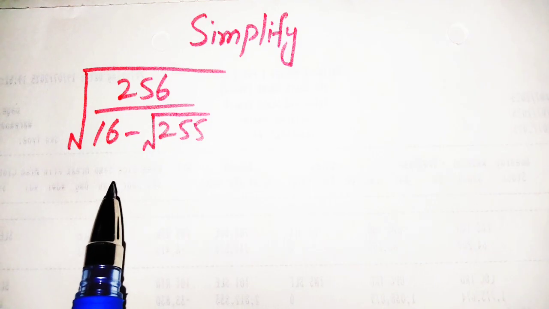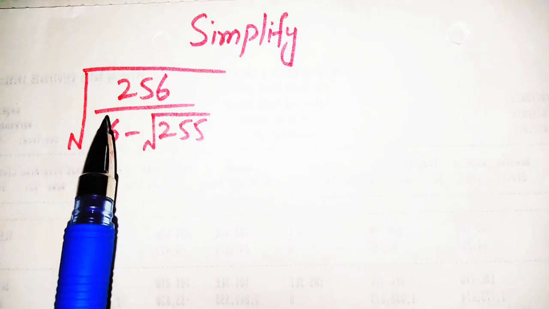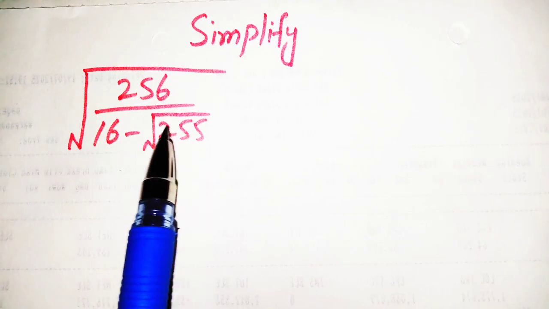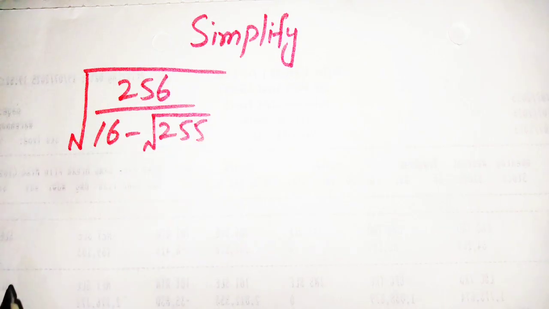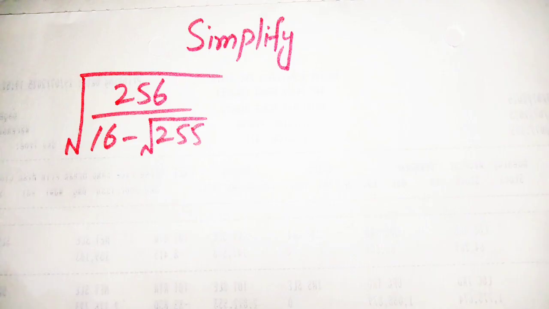Today we are going to solve a very nice radical equation which is given as the square root of 256 divided by 16 minus the square root of 255, and whole square root. We have to simplify this.